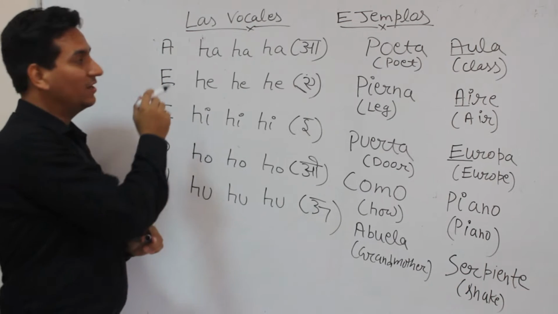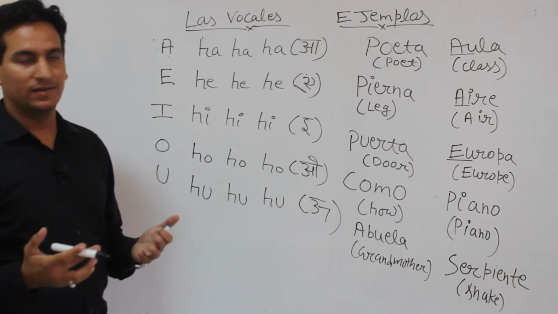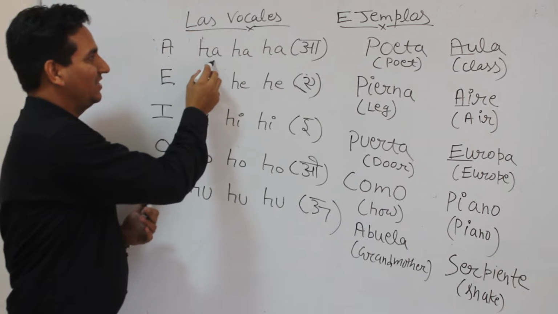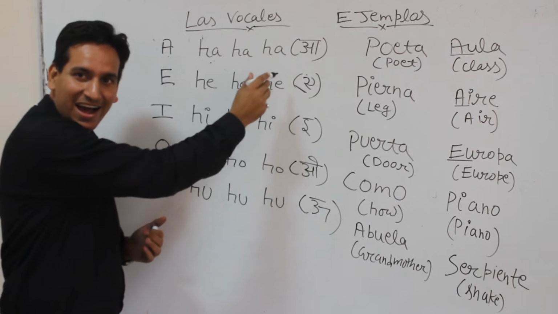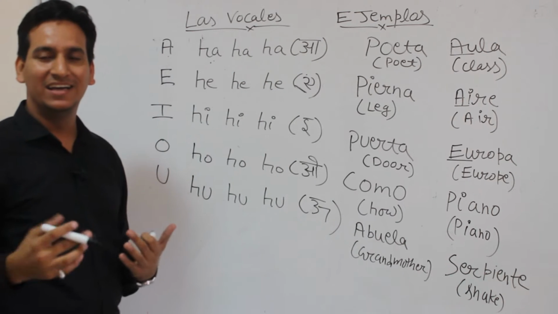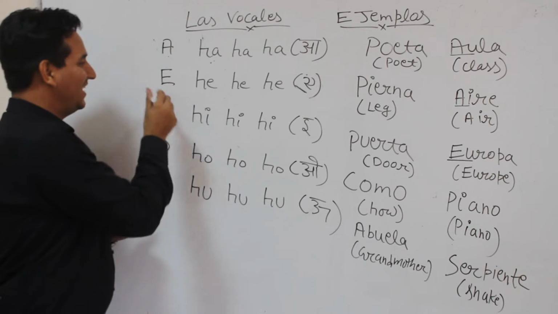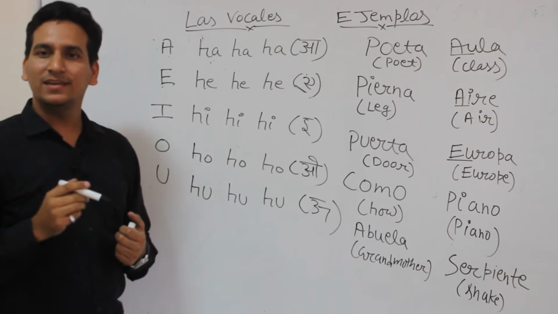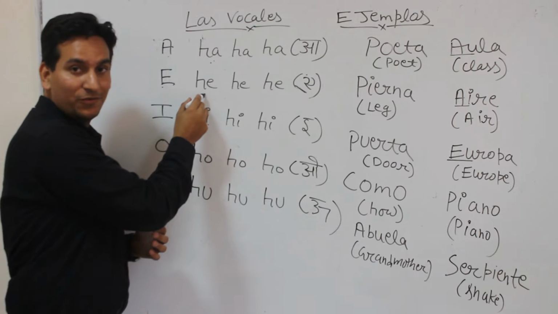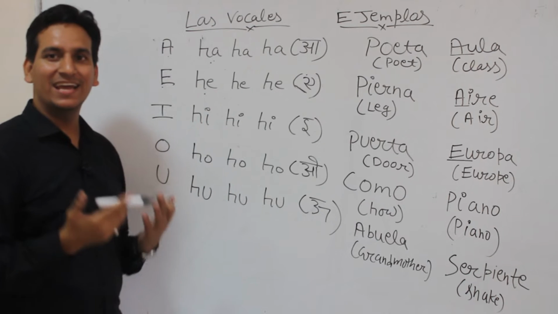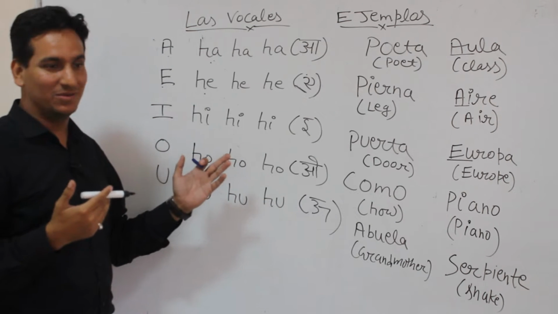In Spanish, A is pronounced as A. You can see I have written, I want you to do it with me now. Ha ha ha. And A gives A sound. Okay. And the next is E. E gives A sound. And therefore it is he, he, he. Where E gives A sound.